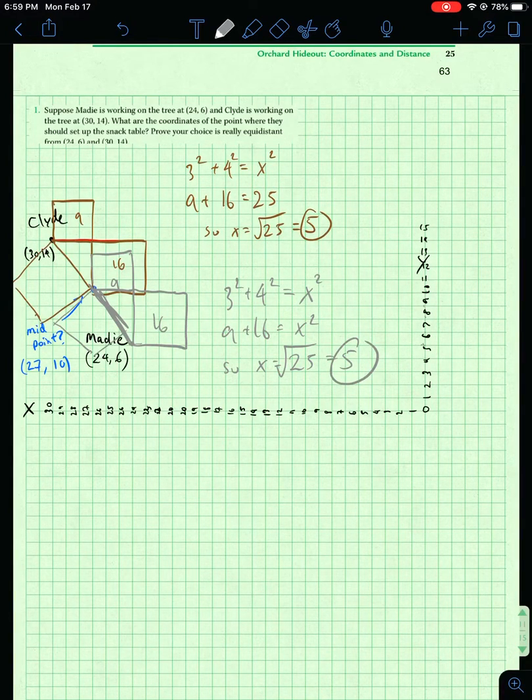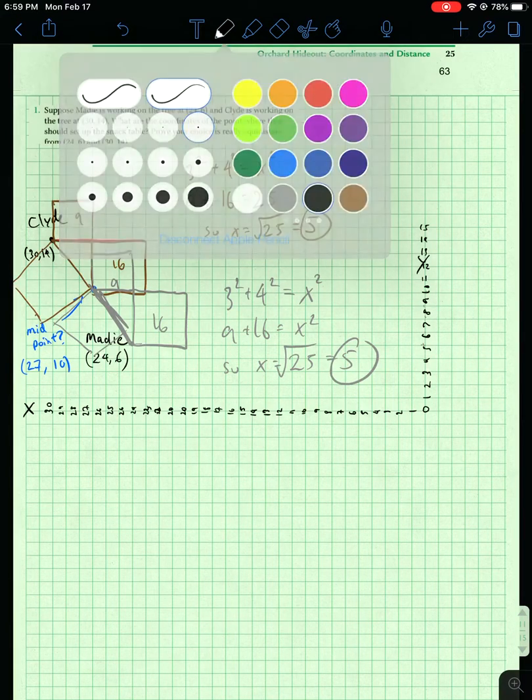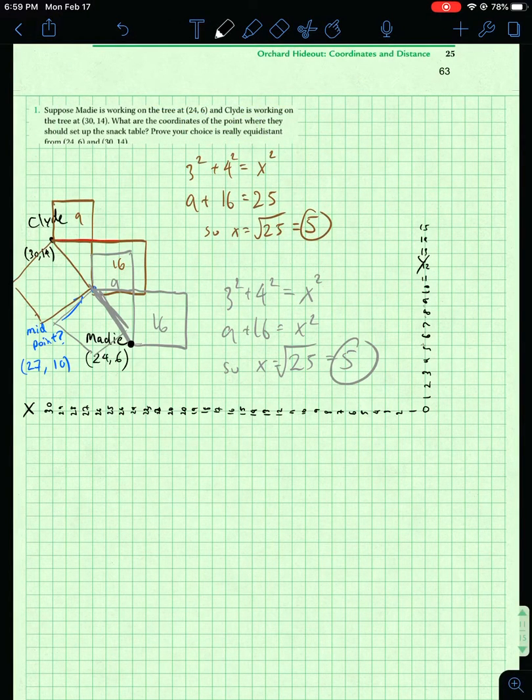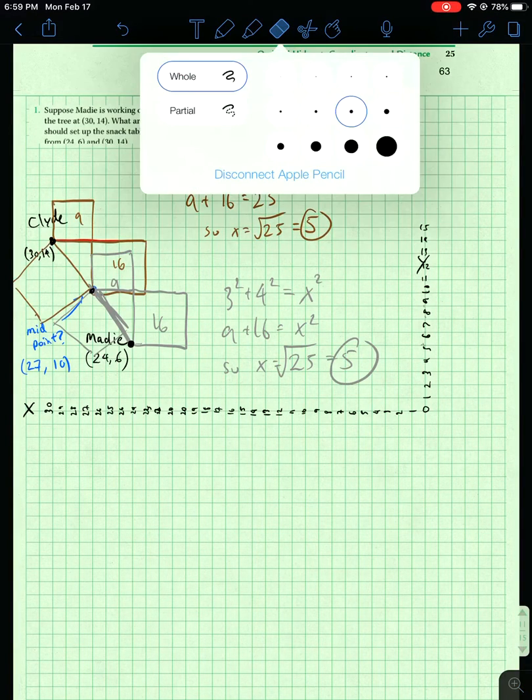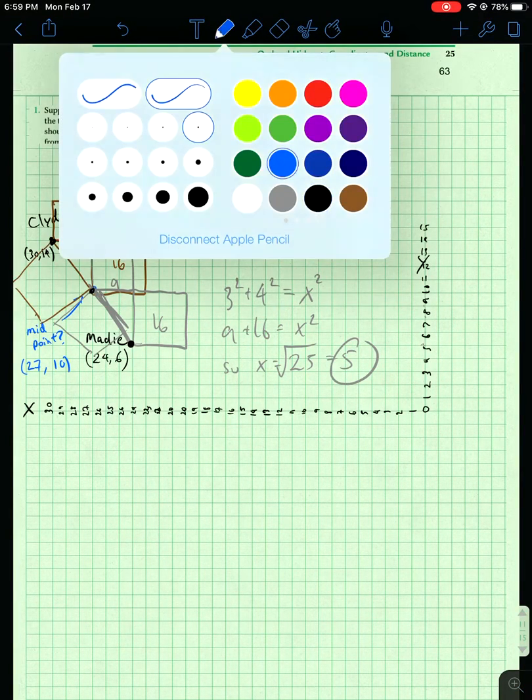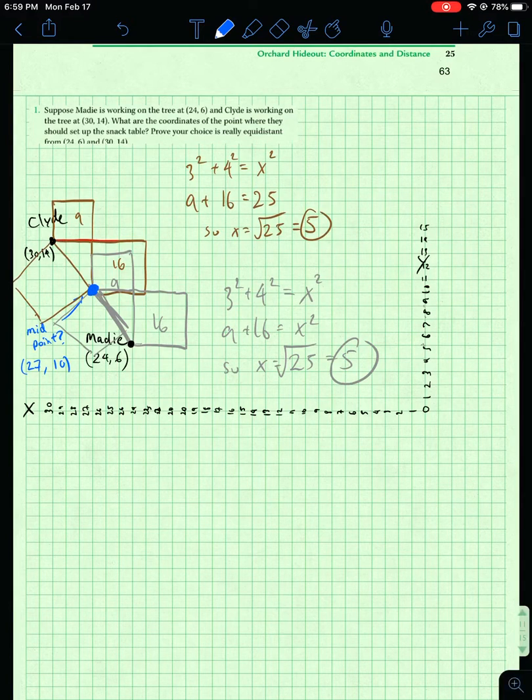Using the graphs, had I originally plotted everything correctly, with Maddie being here and Clyde being here, we see that this point, that I'll redraw in blue, is in fact in the middle. So using our graph, we saw that its coordinates were 27, 10, and looks like we confirmed, because both ways, like from the blue dot to Clyde and the blue dot to Maddie, it has a distance of 5.